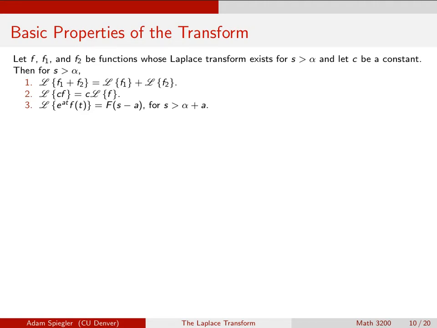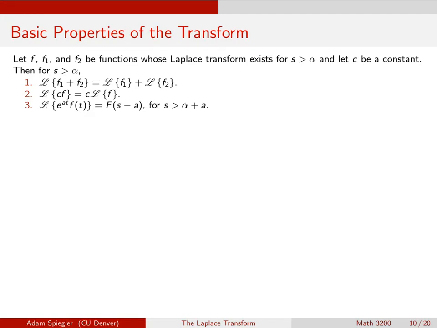And this third property maybe is a little bit surprising, so we can walk through this one to prove it. What this property says is that if I want to take the Laplace transform of an exponential times some arbitrary function f, then the result is going to be a shift of the Laplace transform. Okay, so let's prove this third property.